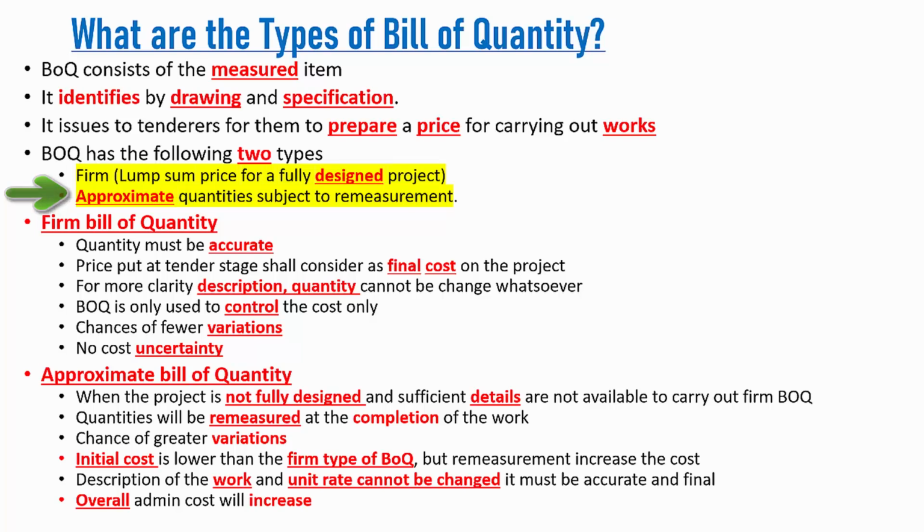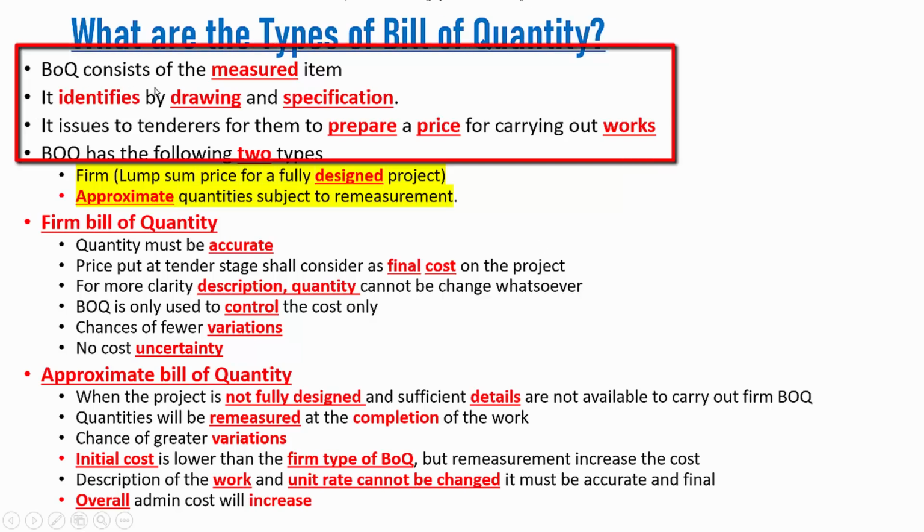Before we start with the firm bill of quantity and approximate bill of quantity, I will reiterate some important points that you need to consider all the time. The first is, BOQ consists of measured items. As you know, in a BOQ, in the item description, we mention every item, and against every item we need to provide the quantities. These quantities are measured from the drawings and the specification. These are two important documents that basically help us to create the bill of quantities.